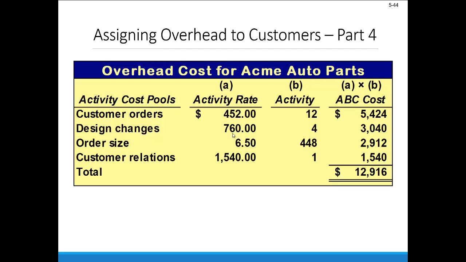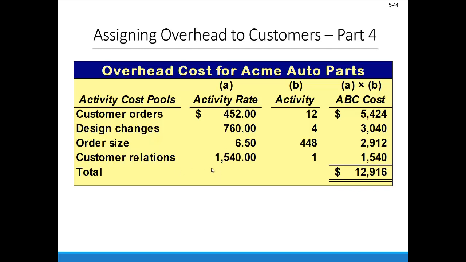Our order size cost pool had the rate of $650 per machine hour. So we'll multiply that by the 448 machine hours across all that customer's orders. Total of $2,912. And then we had the customer relations cost pool. And I'll just note real quick here, we weren't assigning that when we were looking at the product as the cost object or the object of interest, because the product is not a customer, right? If we're not serving them with any kind of customer relations activity. But here we're talking about a customer, so we do include that.